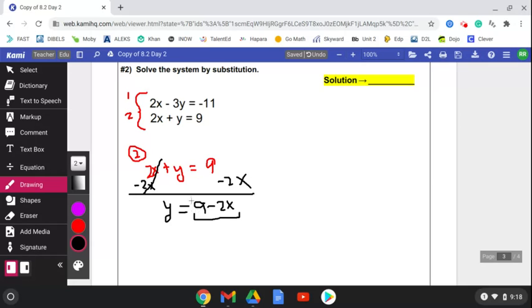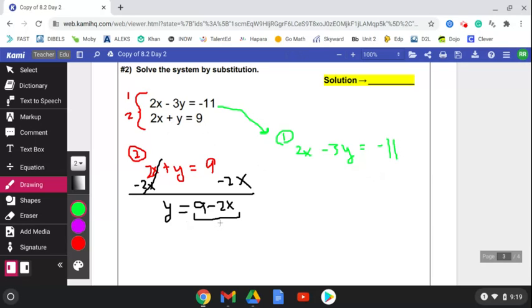So let's take this and plug it into the first equation. Our first equation, let's copy it down over here. I'll put a little 1 and circle it. Our first equation was 2x minus 3y equals -11. Be sure you copy it down correctly.